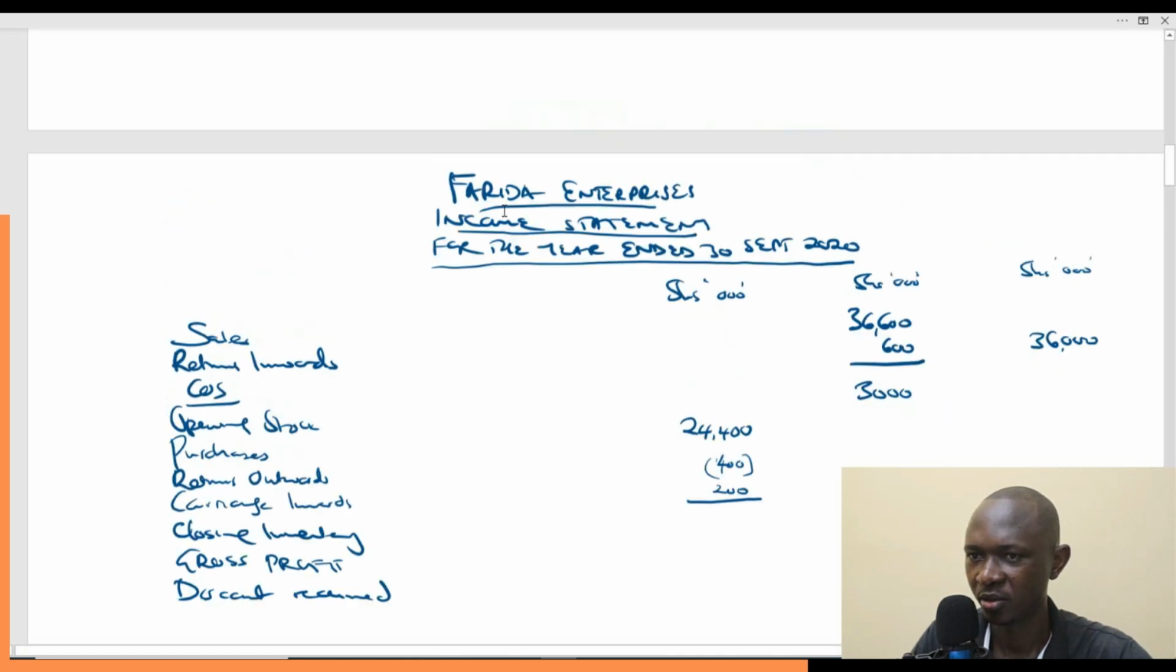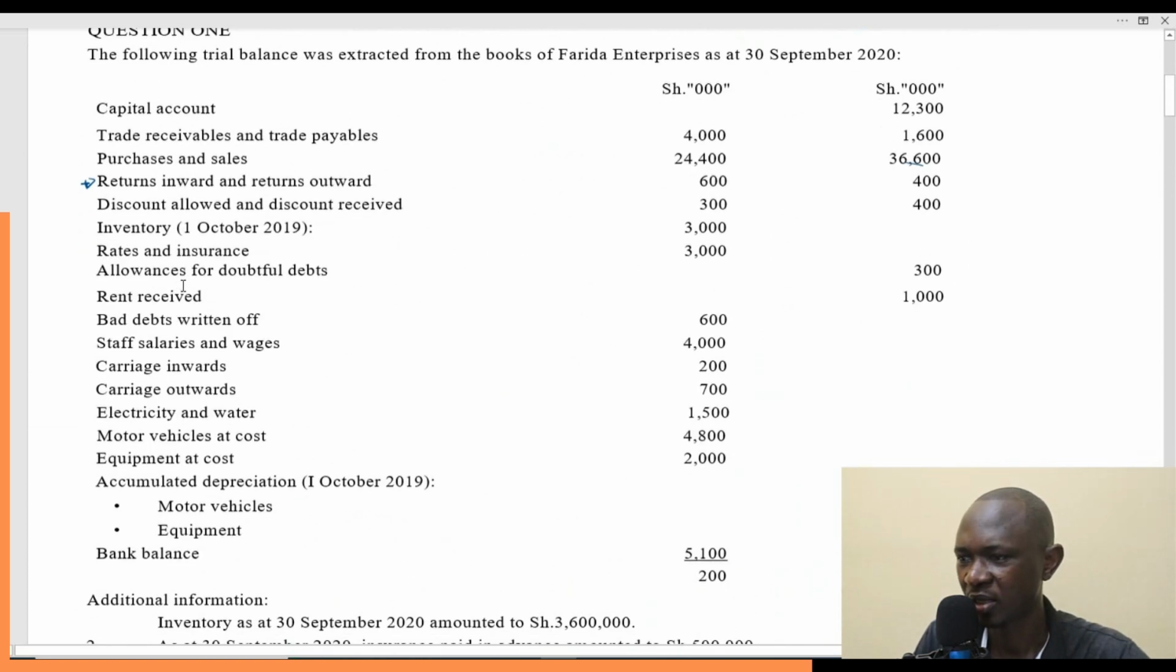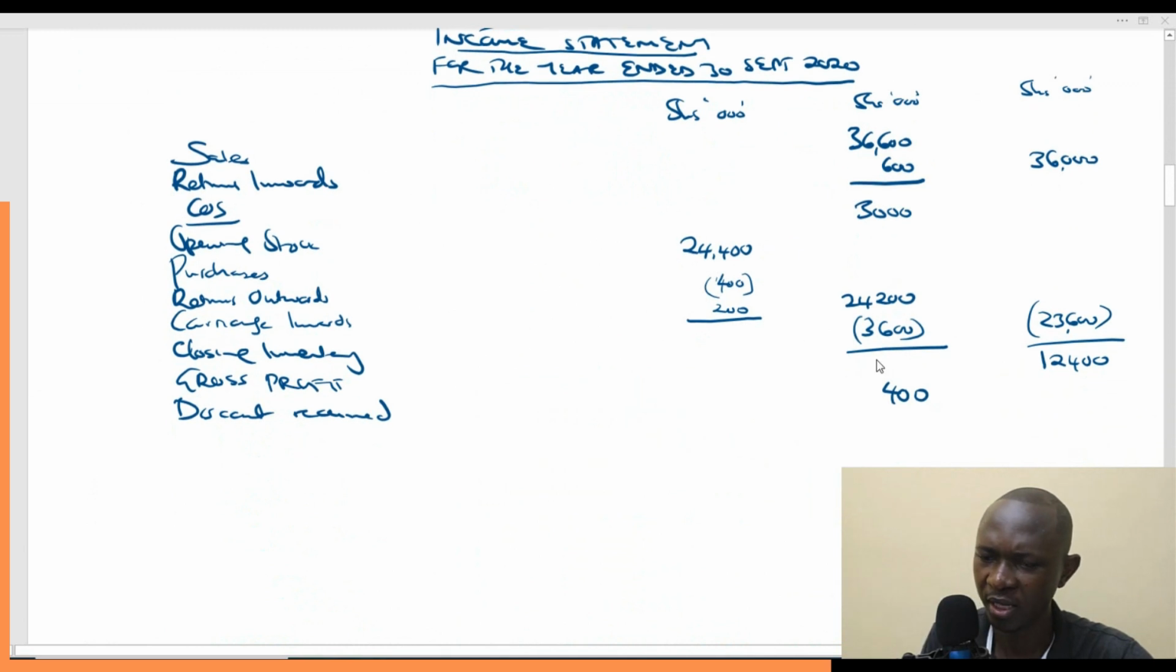Looks like there are many, because I've seen there's also rent received. So we put them in the inner column, and then the total will go to the outer column. Okay, so discount received, we've already taken that one. Rates and insurance, allowance for doubtful debts. Rent received, this one is 1,000. Rent received 1,000. We'll come back to the allowance for bad debts. So rent received, this one is quite straightforward.